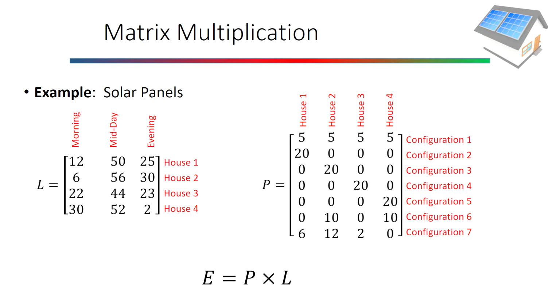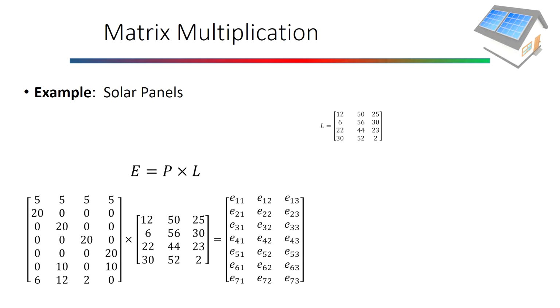So how do we go about calculating this? Alright, we want to multiply P times L. We know that P is a 7 by 4 matrix and L is a 4 by 3 matrix, so multiplying them together will yield a 7 by 3 matrix. That 7 by 3 matrix will have elements E11, E12, E13, E21, etc. So let's go about calculating the first element of the matrix, element 11.